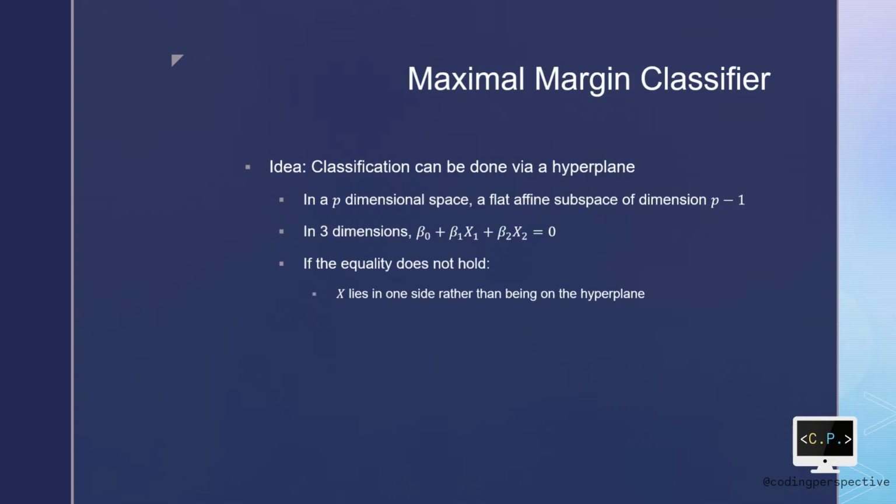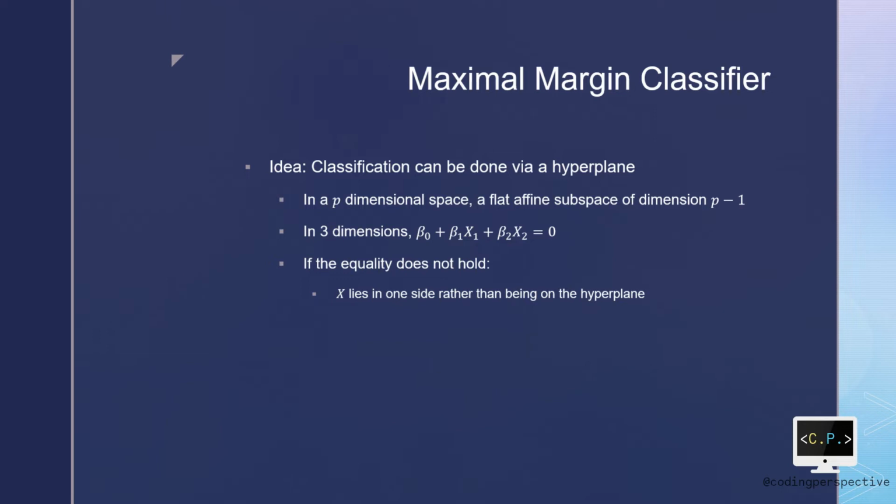Maximal margin classifier has an intuitive idea. It sees the data points as points in the p-dimensional space. Further, the method says that we can make classification by finding a hyperplane in the p-dimensional space. Okay, but what is a hyperplane? A hyperplane is a flat affine subspace of dimension p-1, assuming we are in a p-dimensional space.